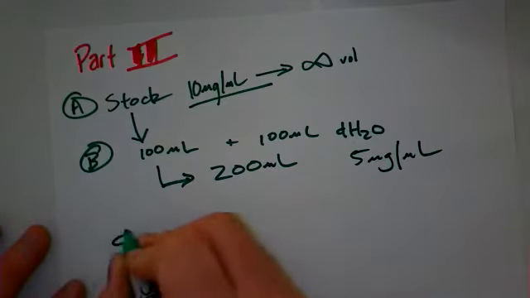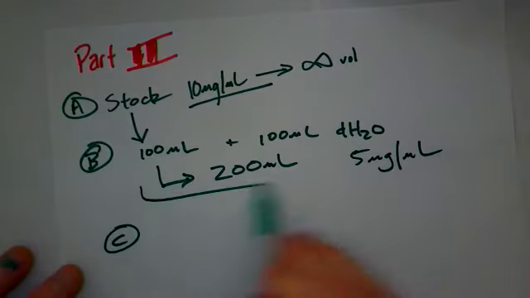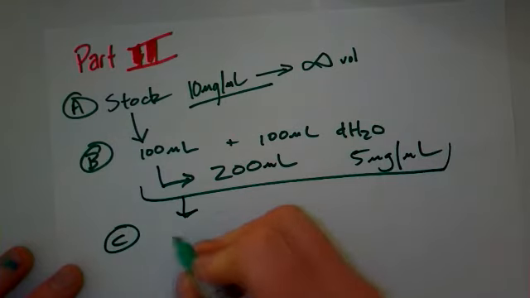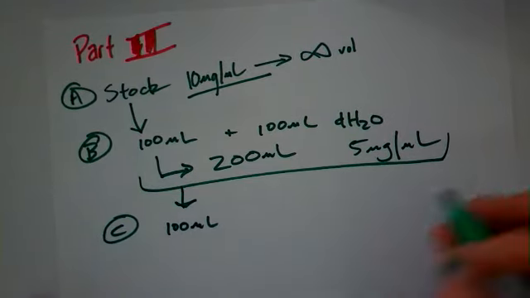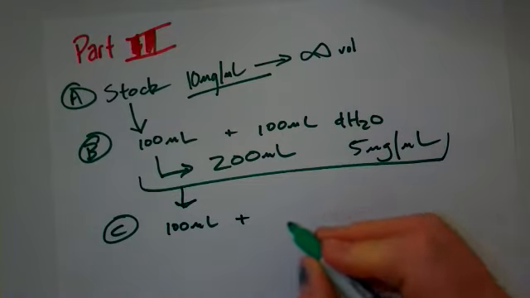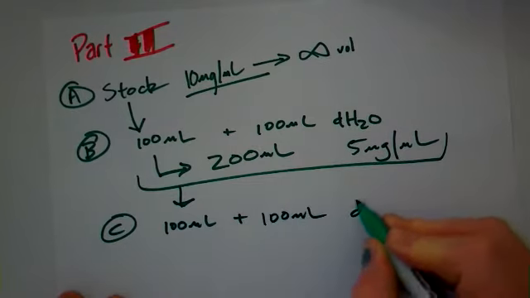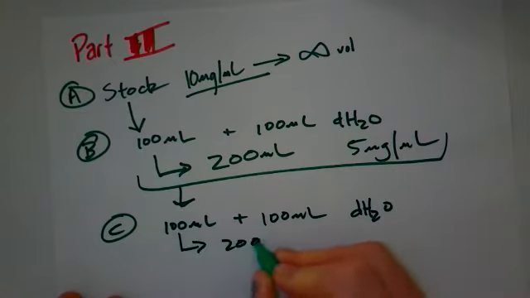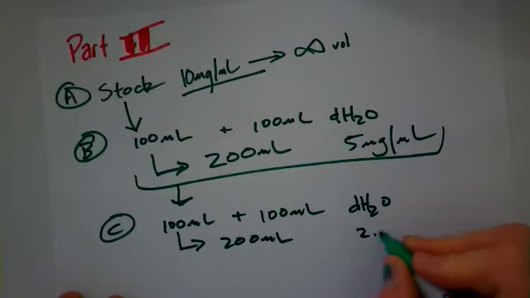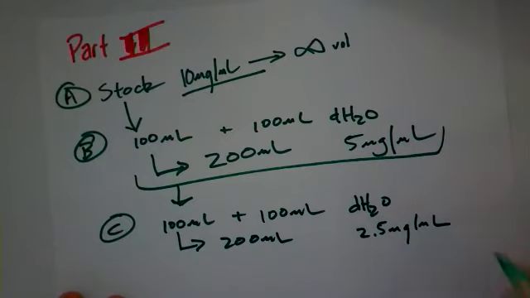Now, sample C. From this mixture right here, I'm going to take 100 microliters. So what volume is left over of B? I've taken 100, there's 100 left over. Exactly. So I have 100 microliters for sample C, and I'm going to add to that 100 microliters DH2O, and that gives me a total of 200 microliters of 2.5 micrograms per microliter.